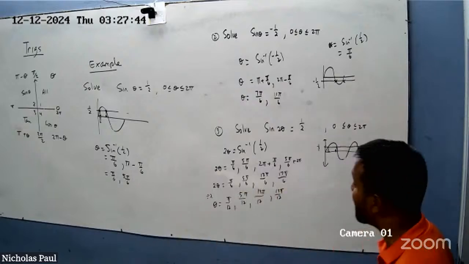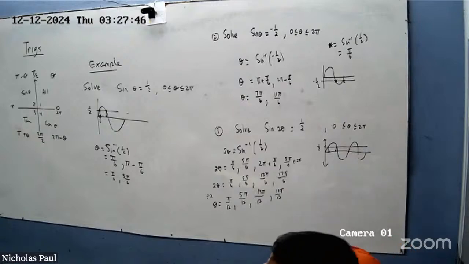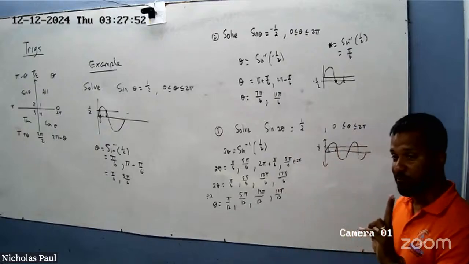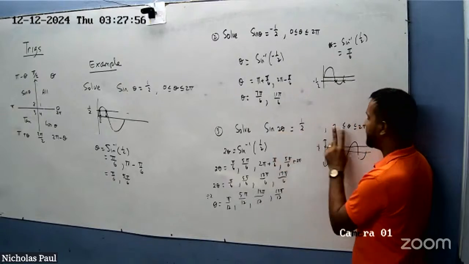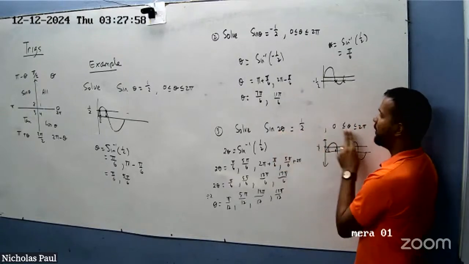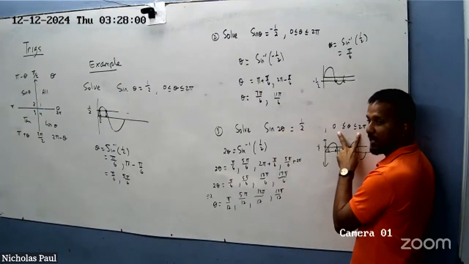Are you okay with that? You're okay with how to solve questions like that? Right, so you're paying attention to two things. You're paying attention to the number of revolutions, right? For the period and the range they give, the domain they give.